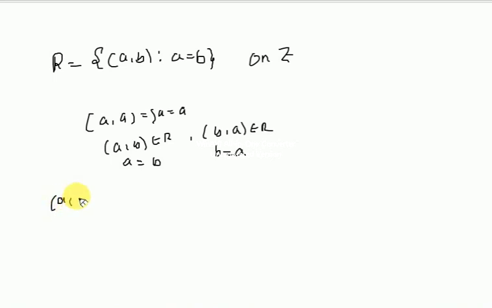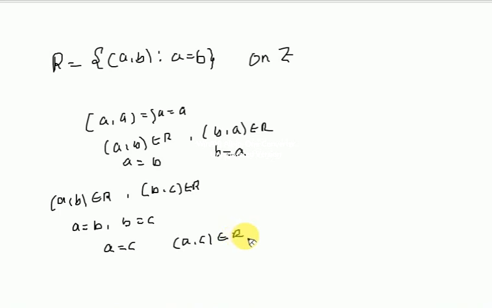Then for transitive, (a, b) belongs to R and (b, c) belongs to R. You need to prove (a, c) belongs to R. Therefore, here a is equal to b, b is equal to c, hence a must be equal to c, hence the ordered pair (a, c) belongs to R.